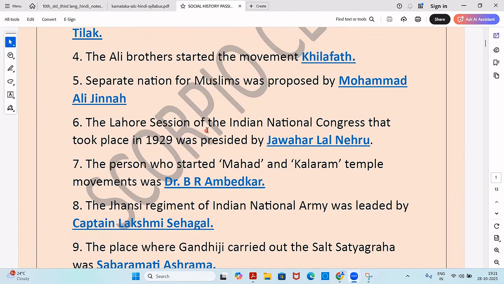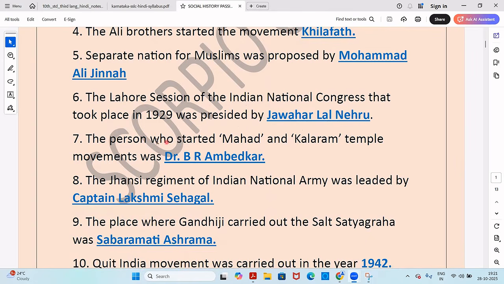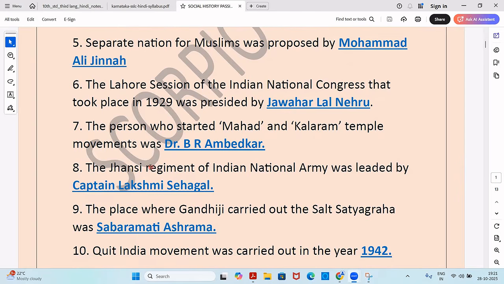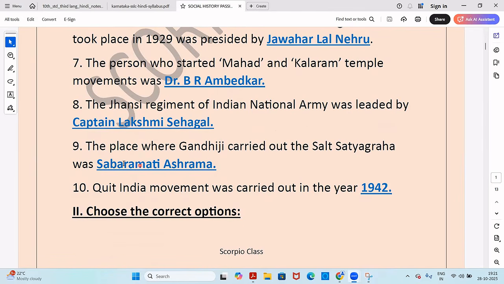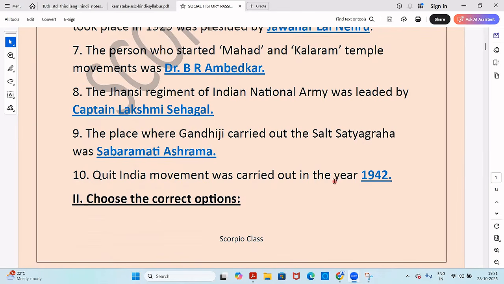The Lahore session of the Indian National Congress that took place in 1929 was presided by Jawaharlal Nehru. The person who started the Mahad and Kalaram temple movements was Dr. B.R. Ambedkar. The Jhansi Regiment of the Indian National Army was led by Captain Lakshmi Sehgal. The place where Gandhiji carried out the salt satyagraha was Sabarmati Ashrama. Quit India movement was carried out in the year 1942. So these are the fill in the blanks.